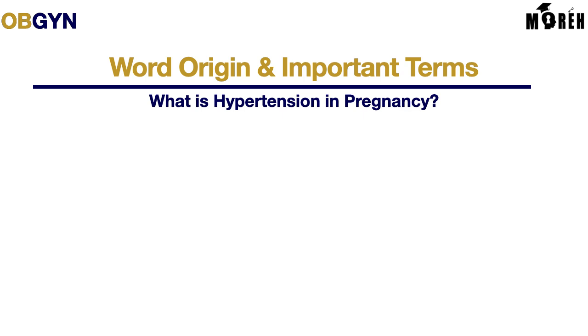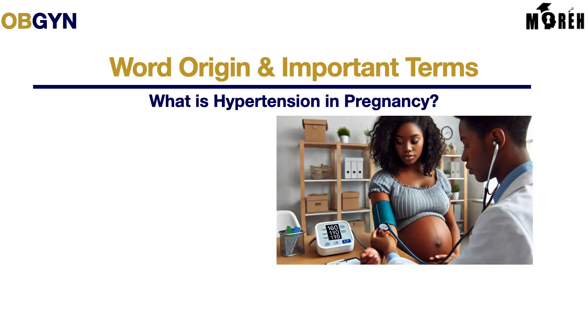All right, so a few words and terms that you need to know, even as we go into this discussion. Firstly, hypertension. It comes from two words: hyper and tension. The word hyper means over, exaggerated, or excessive. Tension, we're talking about stress.